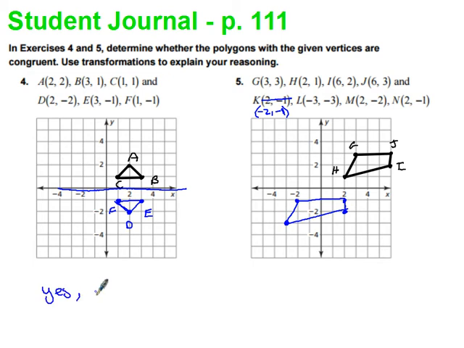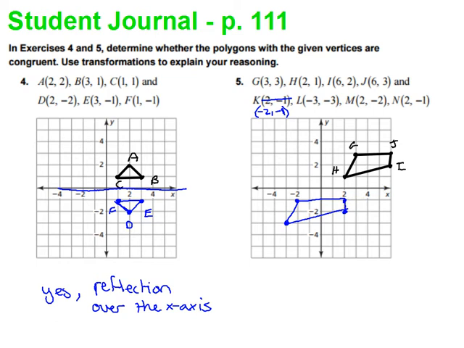And my reasoning would be it's a reflection. And you could say in the x-axis or over the x-axis. Either way is fine. And of course, we know that all reflections are rigid motions, so the pre-image and the image are congruent to each other.